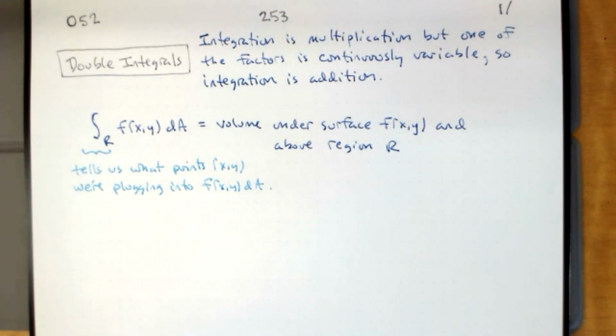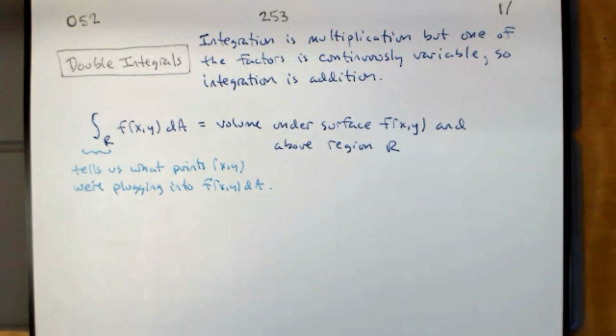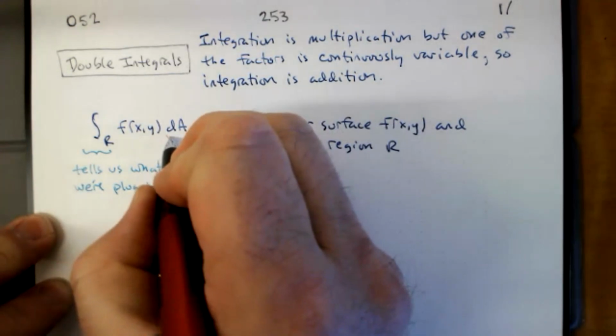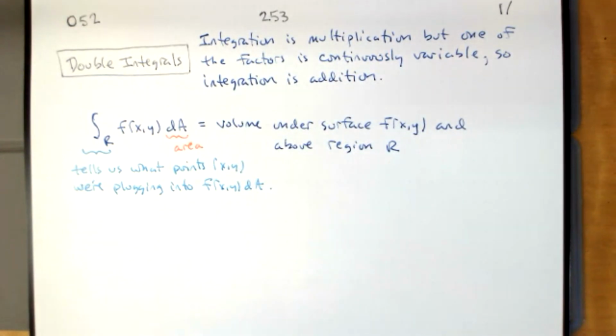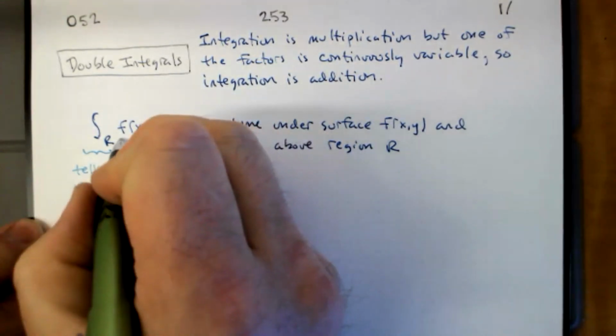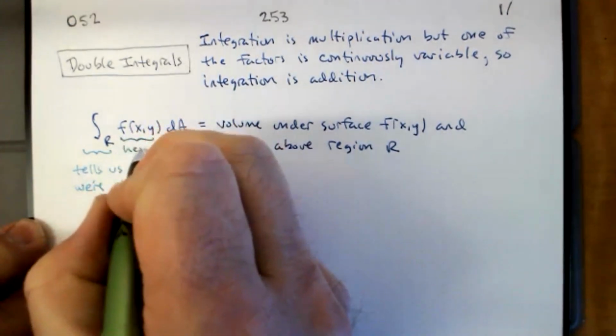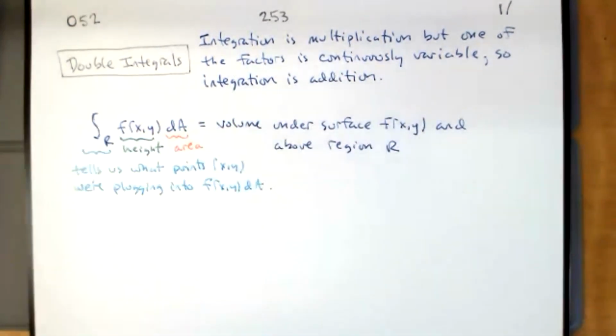If we think of it as a volume, f of xy will be the height and dA will be the area. So dA is like the area, and f of xy will be the height. And so we're making the calculation height times area over all the points xy that is described in the integral over R.